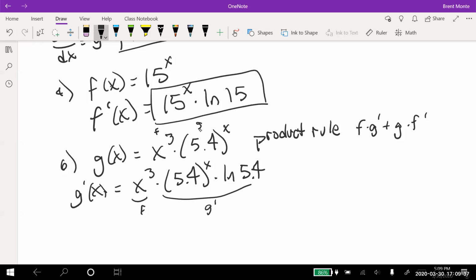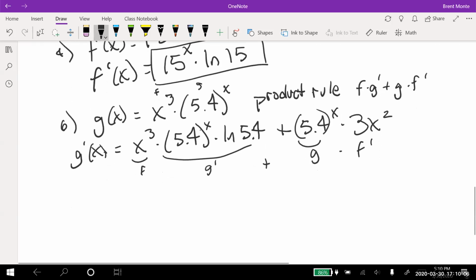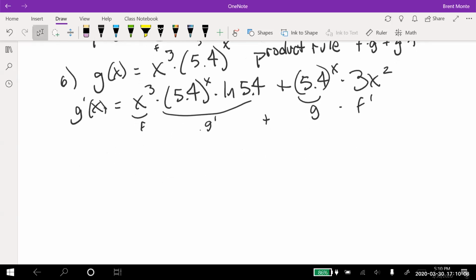So the first times the derivative of the second plus the second, 5.4 to the x, times the derivative of the first. Oh, power function, just our regular way of taking a derivative. So this was g times f prime. Put a plus in there so we have the full product rule. So there's my product rule. They're going to go another step and out. So they're not going to leave the answer there. So here's what they're going to do.